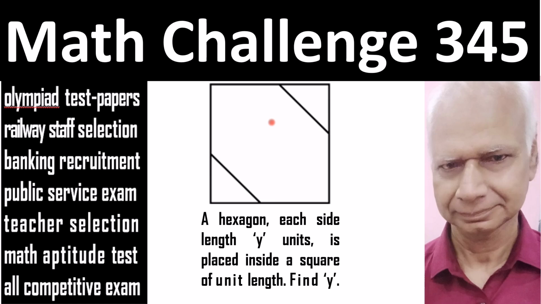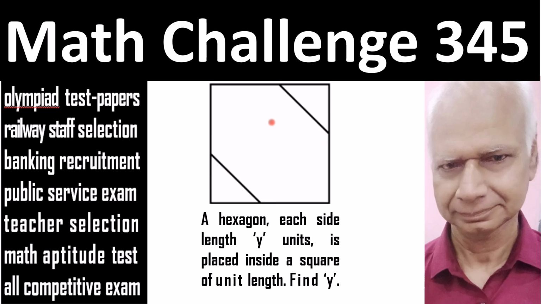So in Math Challenge 345, we have been given a hexagon, each side of length y. A hexagon with each side of length y units is placed inside a square. So we have a square outside and a hexagon inside, but asymmetrically placed, although all the sides of the hexagon are equal. And we have to find the length y, provided the square is of unit length.